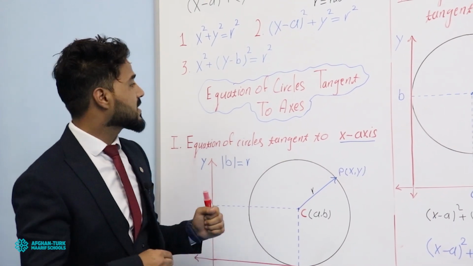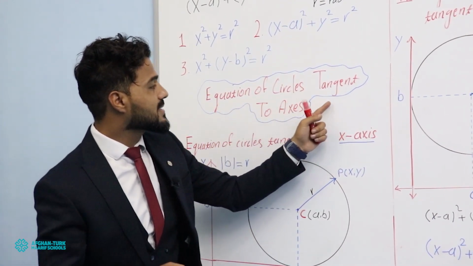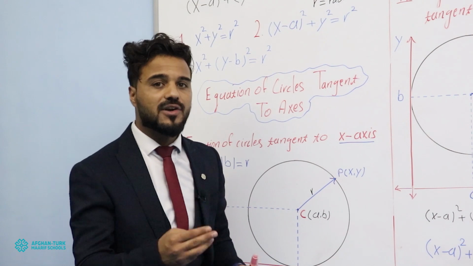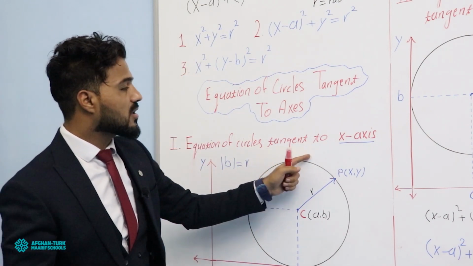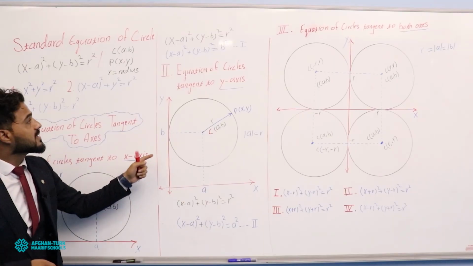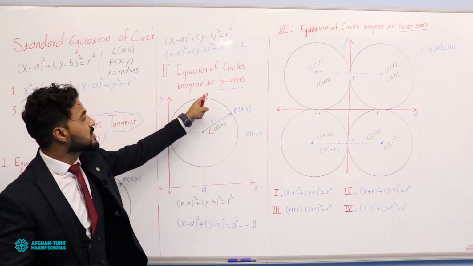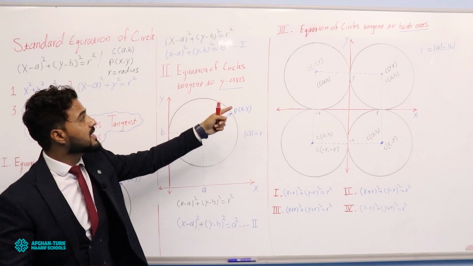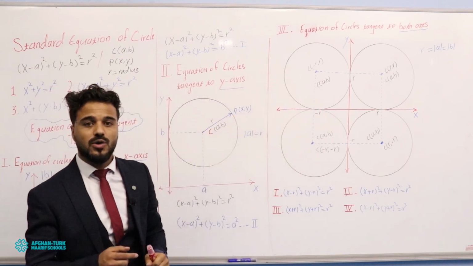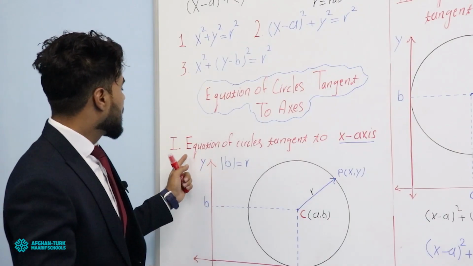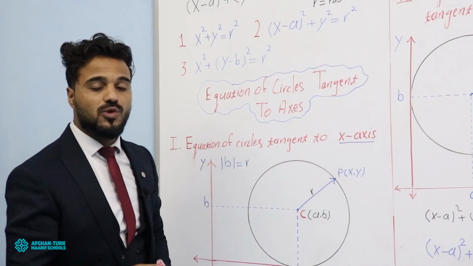So today we are going to study equations of circles that are tangent to the axes. Here we have three cases. First case, equation of circles that are tangent to the x-axis. Second case, equation of circles that are tangent to the y-axis. And third case, equation of circles that are tangent to both axes. So, firstly, equation of circles that are tangent to the x-axis.